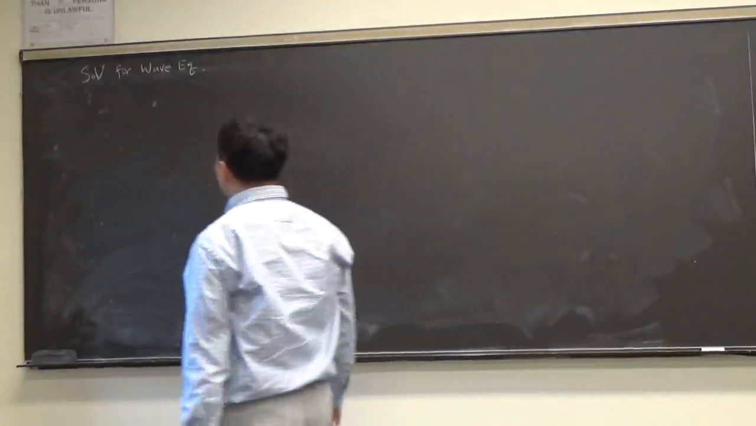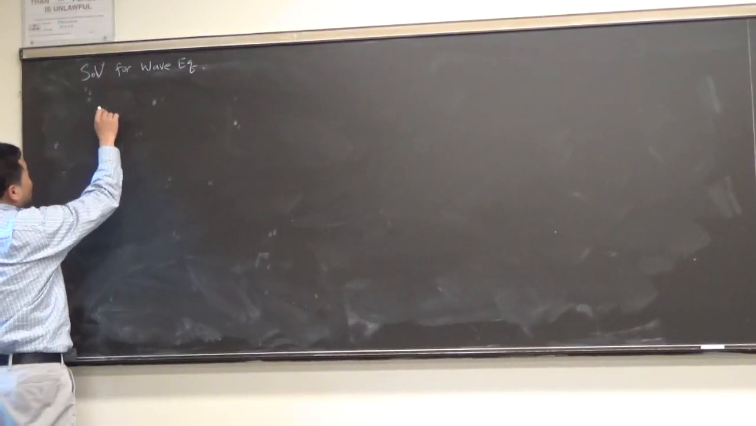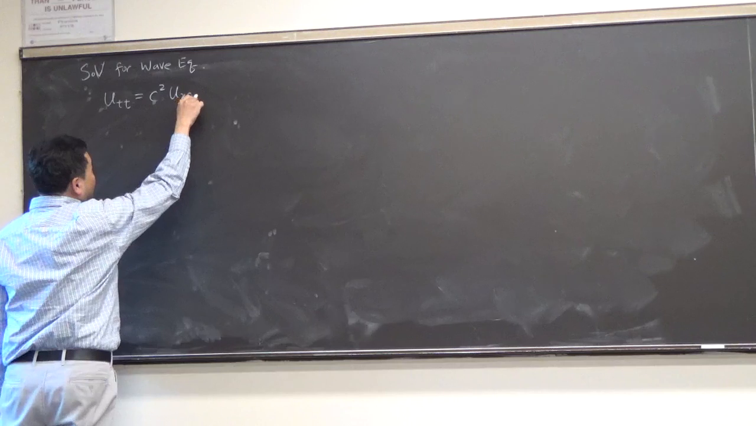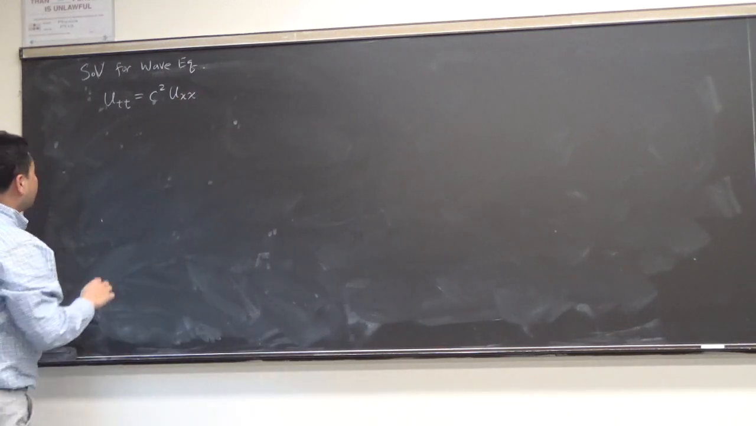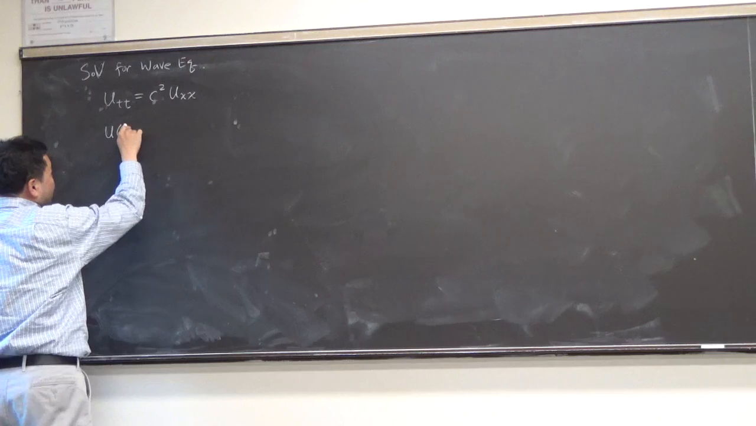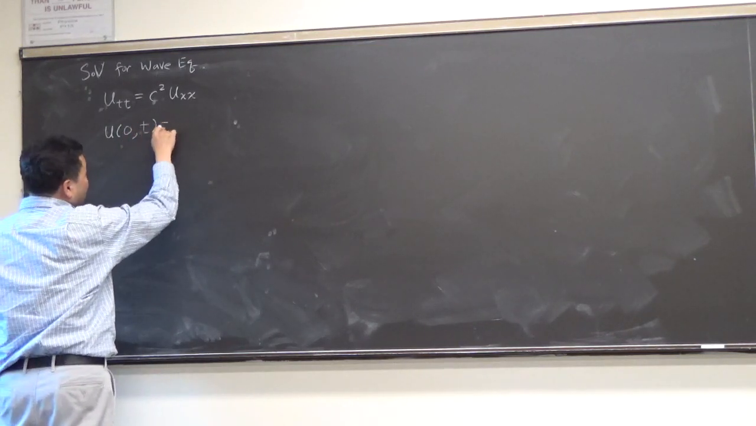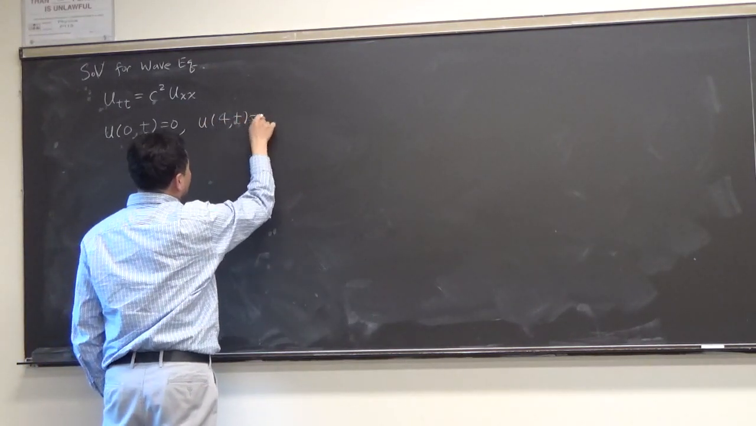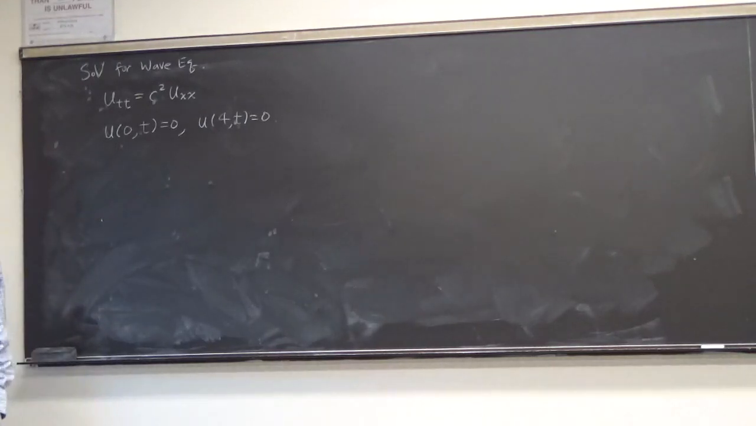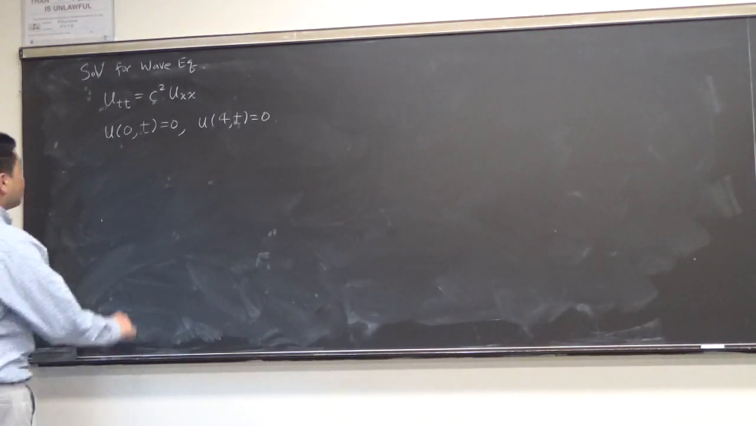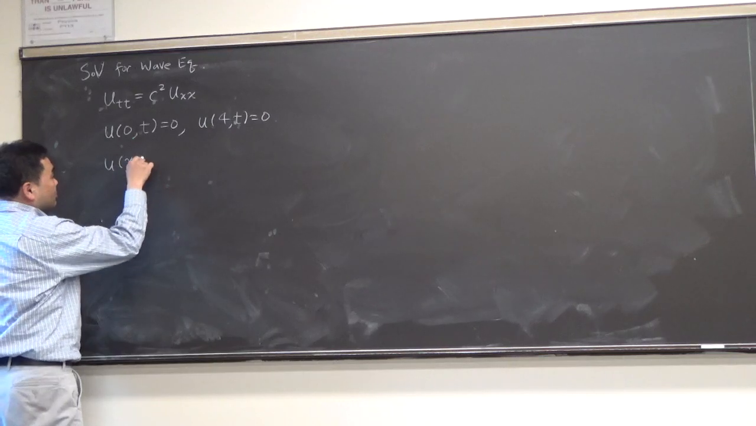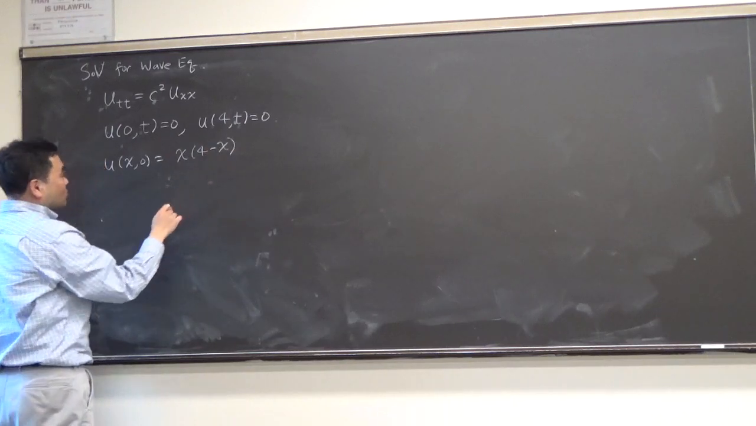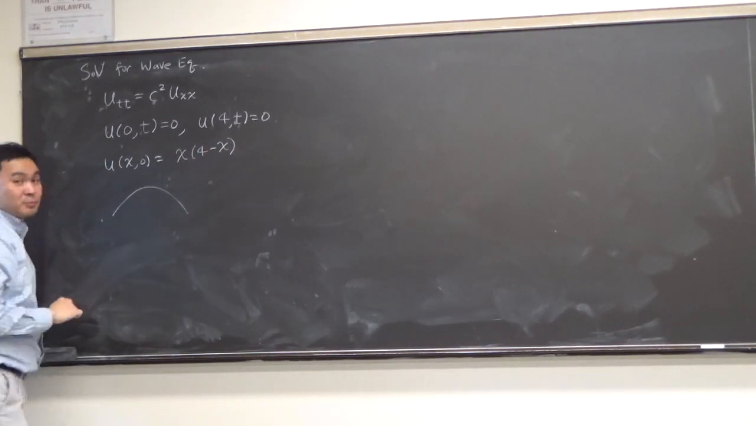Alright, separation of variables for the wave equation. Remember, the wave equation is u_tt equals c squared times u_xx. Let's just say that the endpoints are fixed, so u(0,t) is 0, and u(4,t) is 0. And then we're going to let u(x,0) be x times (4 minus x), so that the graph looks like that. Okay?